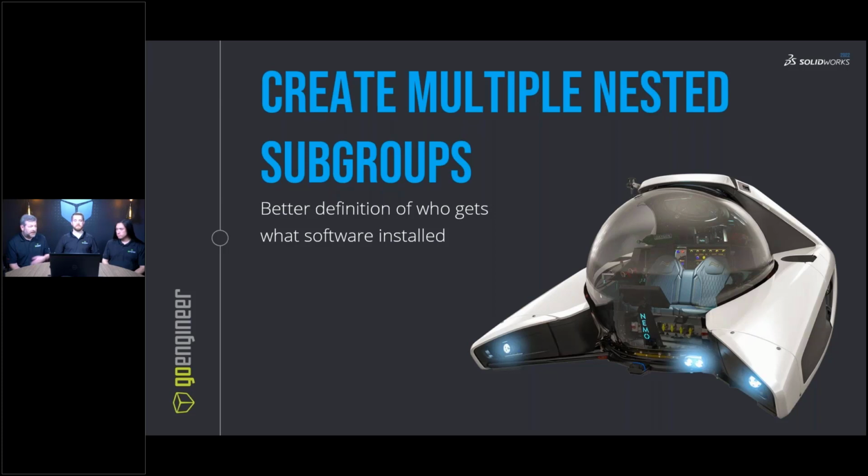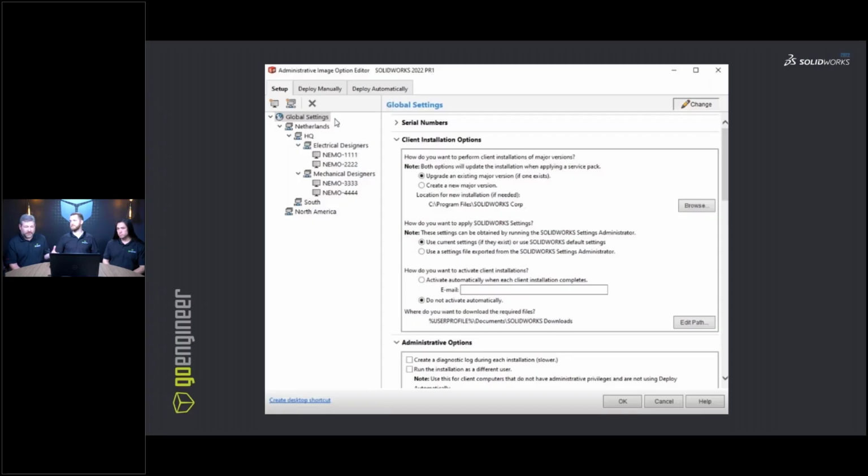Now, depending on how your company is set up, you may have different departments that need different options, need different software as you get installed with the admin image. So with this nested grouping, we can apply the options much easier to the individual groups, drag and drop the groups around, reorganize them, much easier to set up.